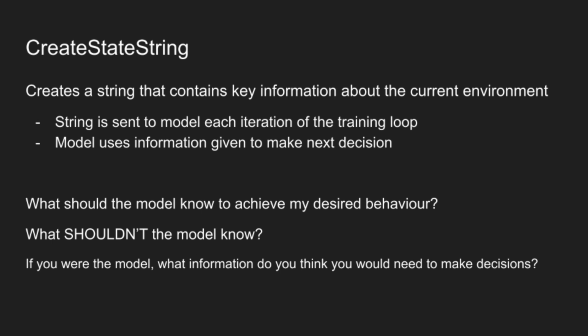Next, create state string. In this function, our objective is to generate a message that contains all the environment information that we want our model to use to make its next decisions. This is called the observation state. So what information should we include exactly? Should we include as much information from the environment as possible? Is there information the model shouldn't know? If you were the model, what do you think you would need to know to make a good decision in this scenario?